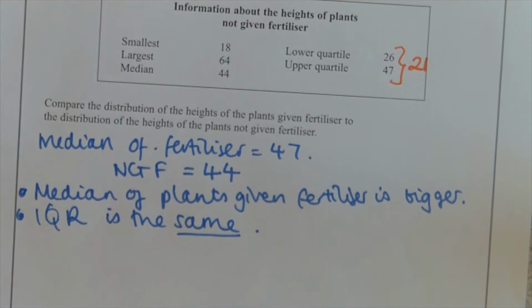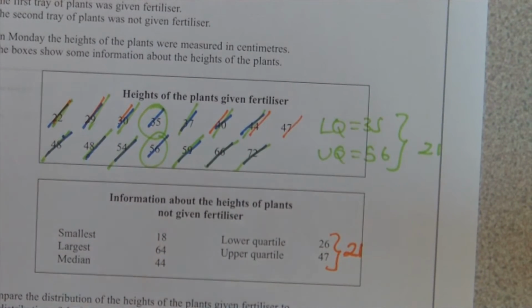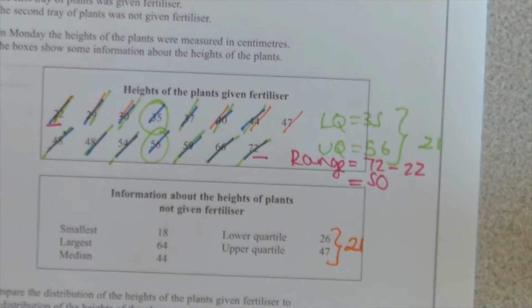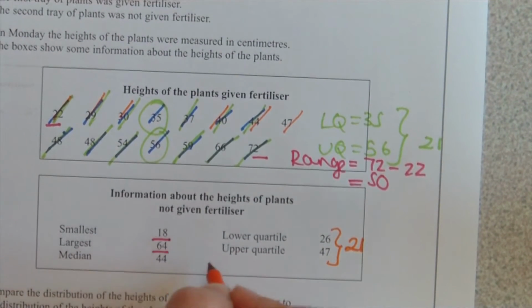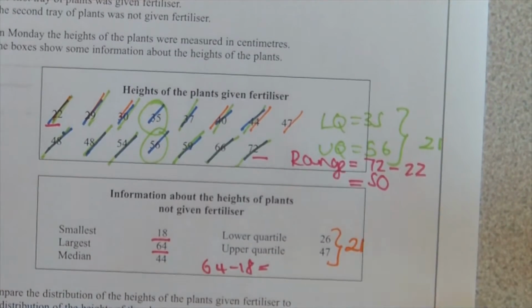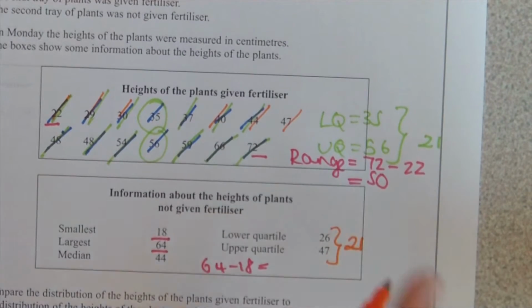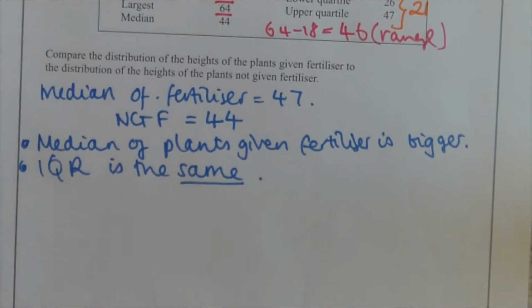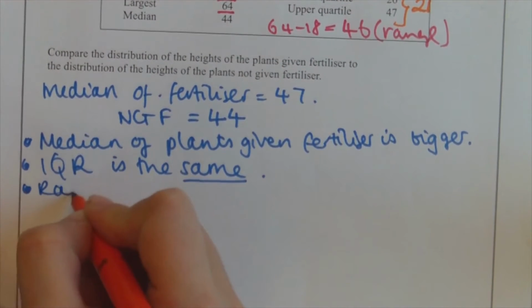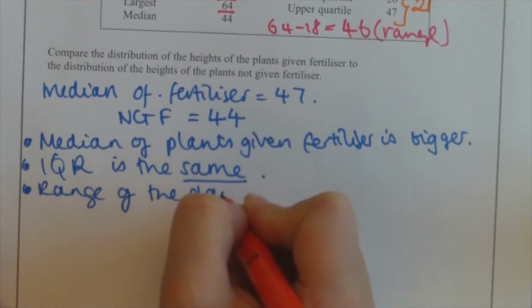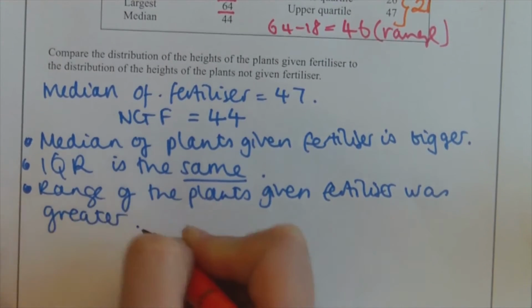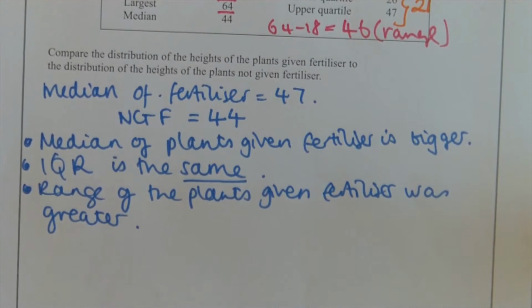So what about the actual range of heights? For this one, the highest one I had, it's a bit hard to see now crossed out, was 72 and that's 22. So my range is 50. For this one, my largest is 64, my smallest is 18, which, if I check using a calculator, is 46. So another thing I could say is that the range of the plants given fertilizer was greater. You could also compare the quartiles themselves.